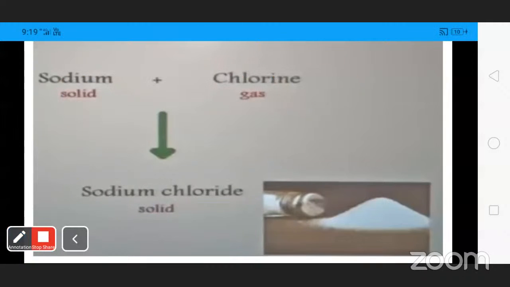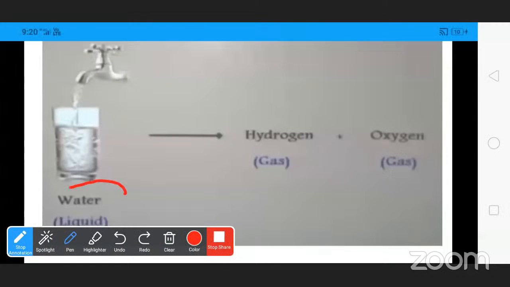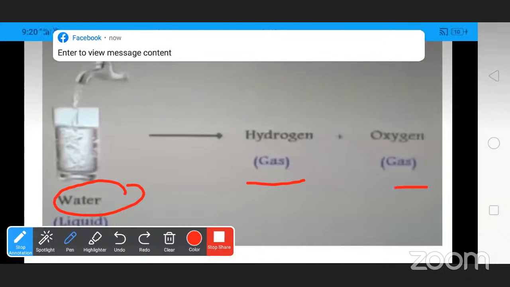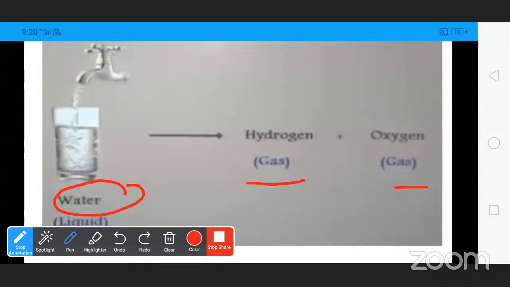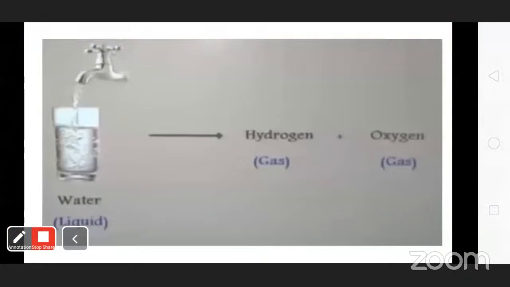Not only in sodium chloride, in water also. The properties of water, and of hydrogen and oxygen gas, are different. Water is in the liquid form, hydrogen is in the gaseous form, and oxygen is also in the gaseous form. So the properties are completely different. The products and reactants have different properties. Not only in water, whatever compound you take, the properties of the reactant and product are completely different.